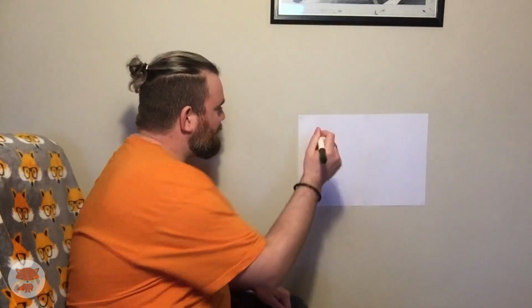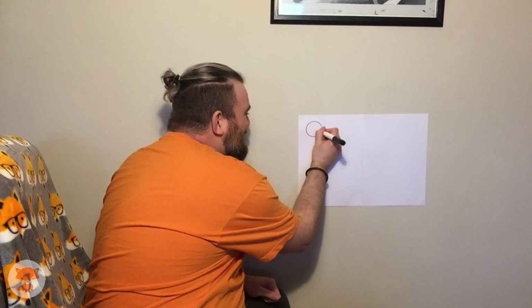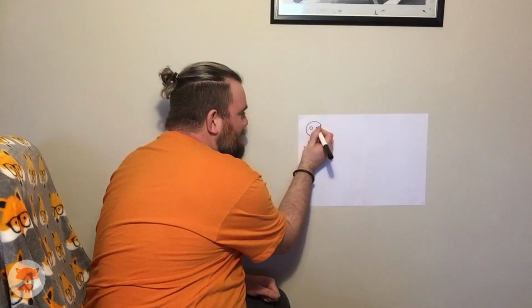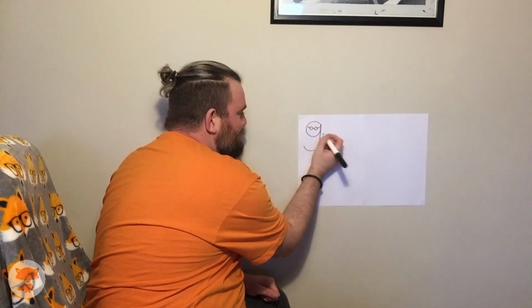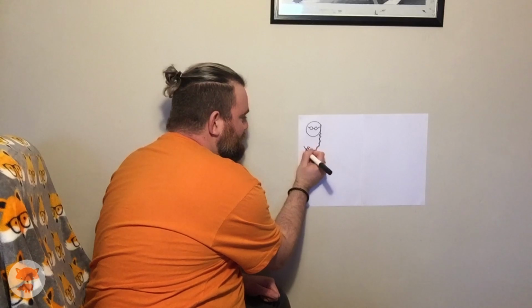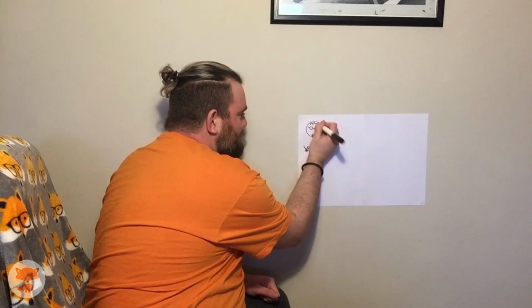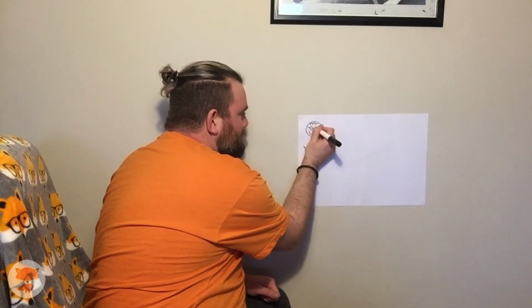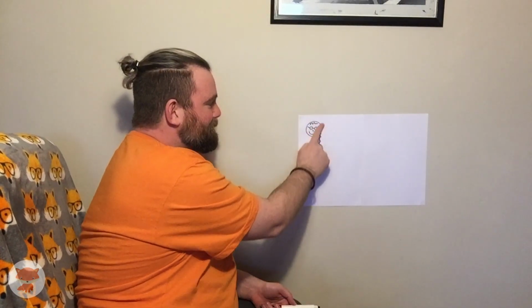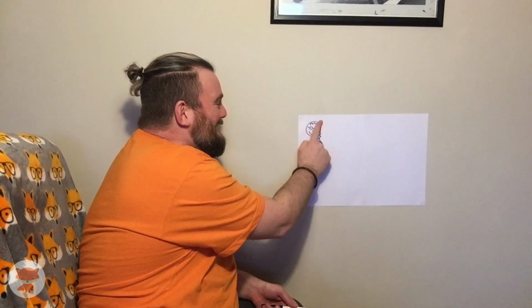G, g, girl. Let me show you my picture of a girl. G, g, girl. And the girl is wearing some glasses, and she has her hair in a bow. G, g, girl.